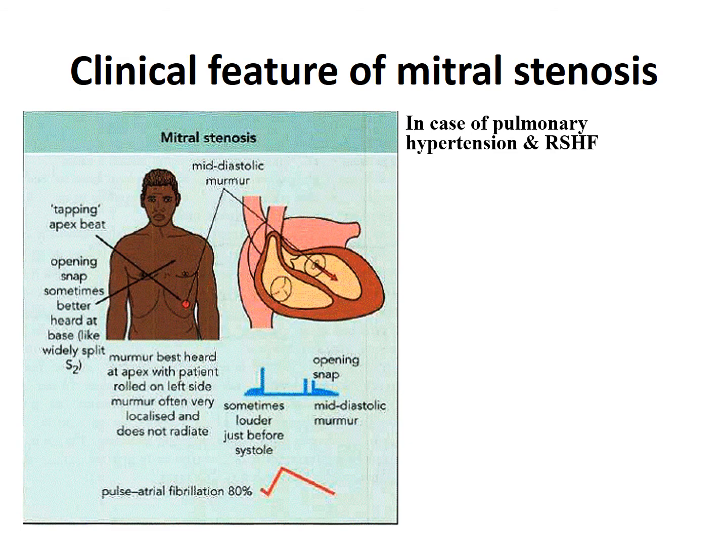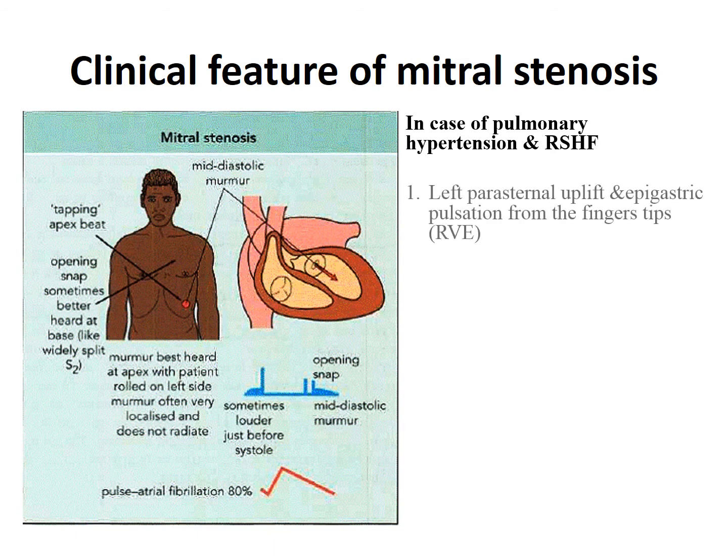In case of pulmonary hypertension and right-sided heart failure, left parasternal uplift and epigastric pulsation may be felt by the fingertips as a result of right ventricular enlargement. A palpable pulmonary component of the second heart sound, or diastolic shock, may be felt in the left second intercostal space. The pulmonary component of the second heart sound may be accentuated.